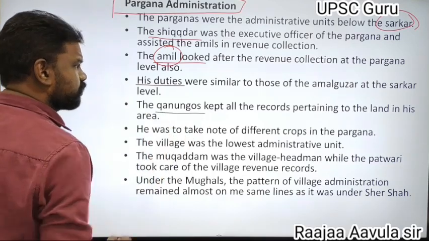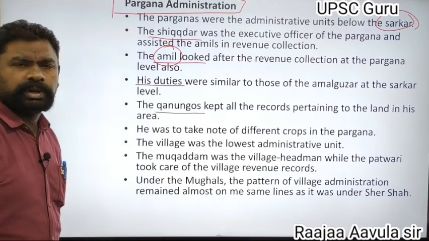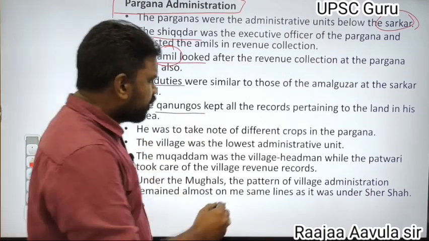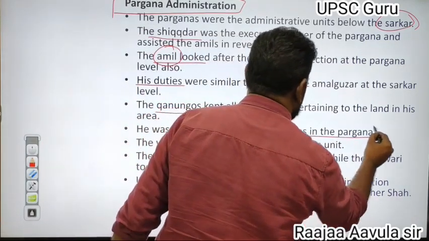The Kanungo kept all the records pertaining to land in his area. He was to take note of different crops at the Paragana level.